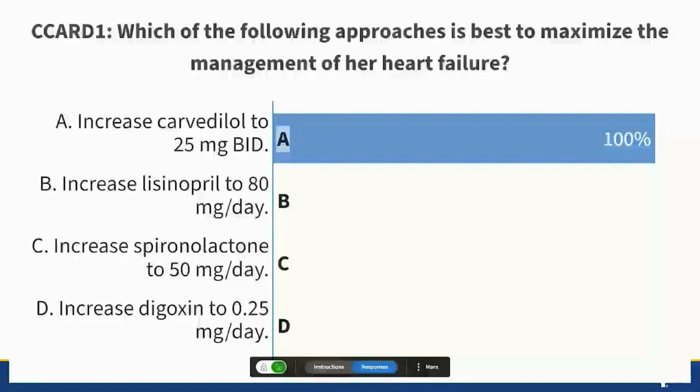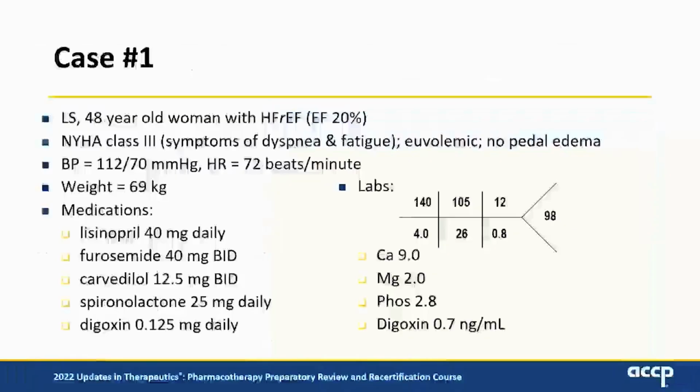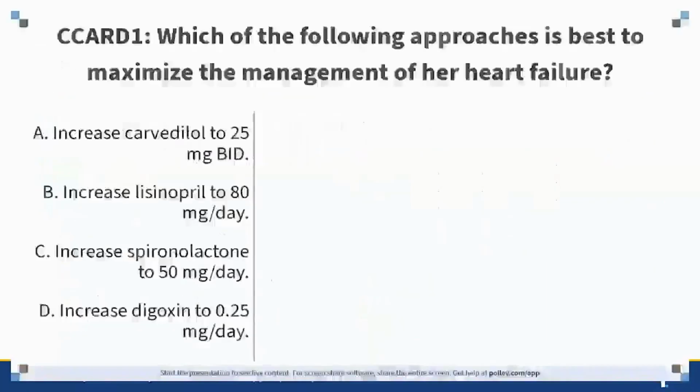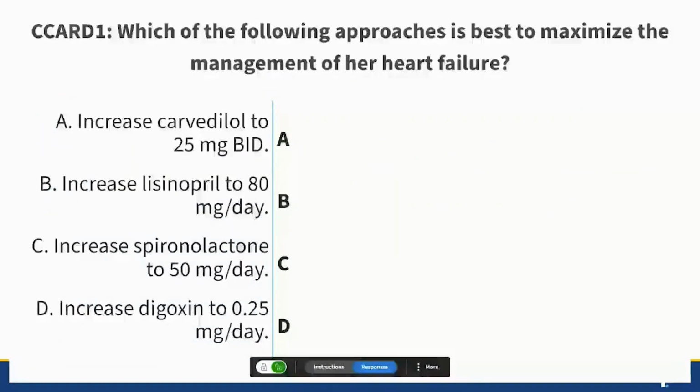Plus, she's not complaining of any symptoms today, right? Or wait, this patient is. Dyspnea and fatigue, excuse me, I'm getting my cases mixed up. But there's still no need to go up because we're already at our target dose. Plus, we want to optimize our guideline-directed medical therapy first before we start doing a whole lot in the second part of that algorithm.